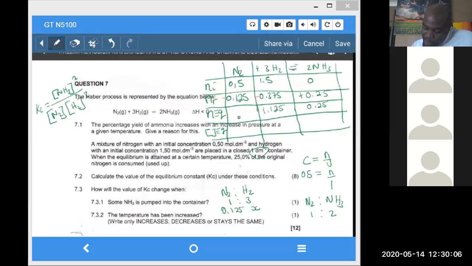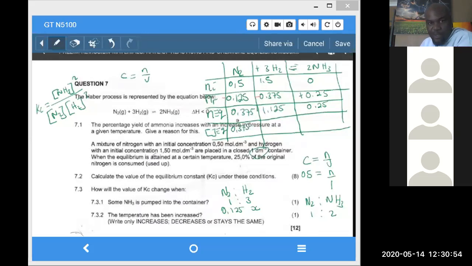You bring your values to your Kc to calculate the Kc. Concentration of ammonia, 0.25 squared. And notice that I'm no longer using square brackets because now I'm working with numbers, over concentration of nitrogen, 0.375 to the power of 1. So we're putting nothing there. Multiplied by, for hydrogen, 1.125 to the power of 3. And this would give you your Kc value, and you get your 8 marks.